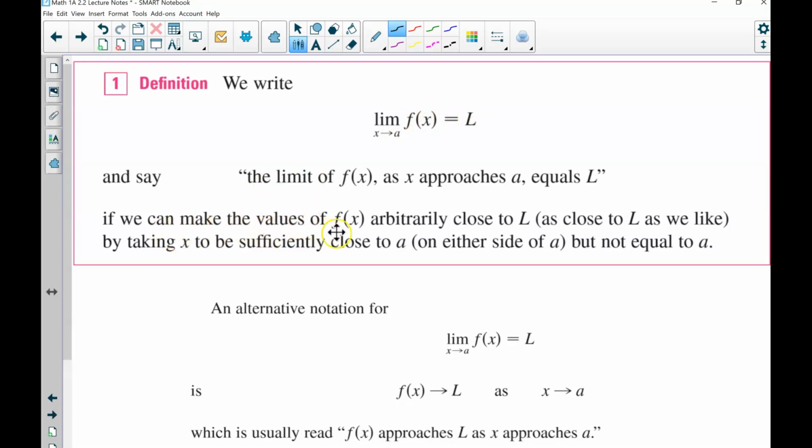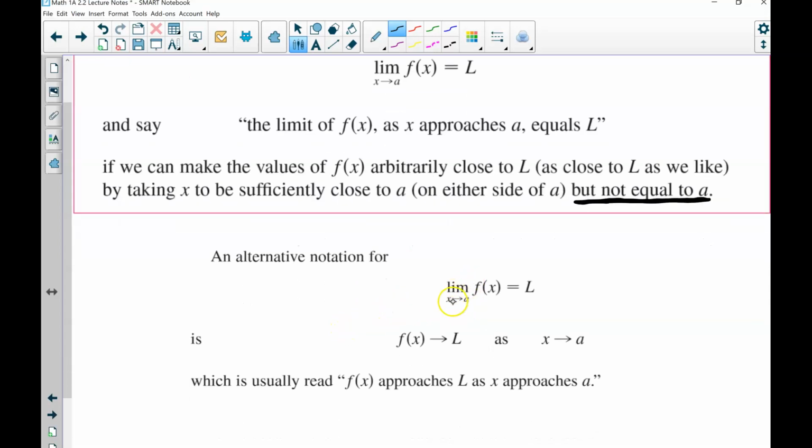if we can make the values of f of x arbitrarily close to L, or as close to L as we like, by taking x to be sufficiently close to a on either side of a, but the key words are, but not equal to a. Now another alternative notation for this is that the limit, again, as x approaches a of the function is equal to L is another way of saying f of x approaches L as the value of x approaches a.